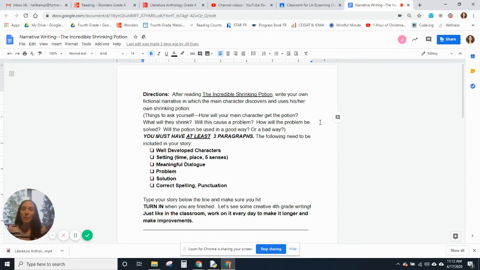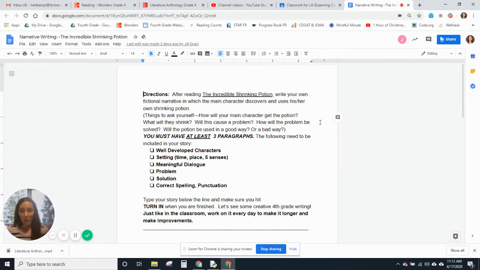And then what kind of problem does that shrinking cause? Does it cause a problem for other people? Does it cause a problem for the main character themselves? And then how is that problem going to be solved? What are they going to do to try to solve that problem? Also, is the shrinking potion going to be used in a good way, or is it going to be used in a bad way?